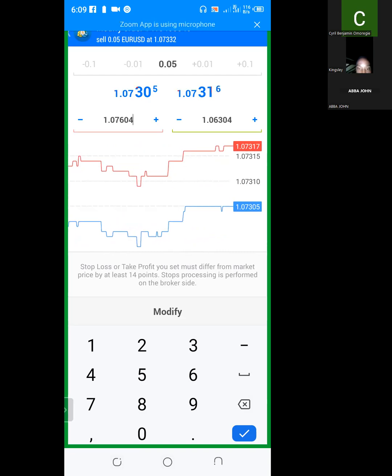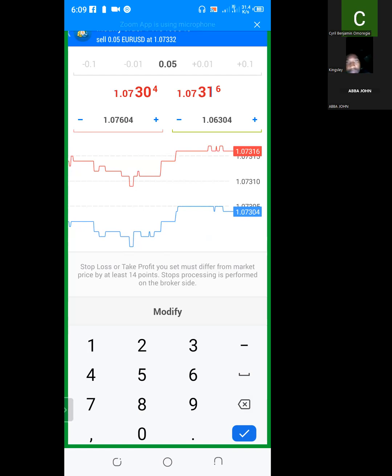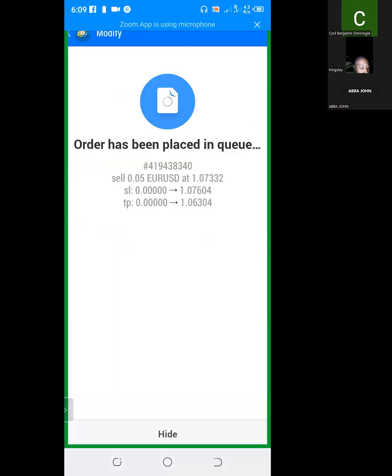So John, click on modify. John, have you clicked on modify? Mr. Kingsley, I'm waiting for your own. No, I've given you the figures already now. It's just to press that trade down, click on modify order, and then it will open. And you just use your hand and type it there. Let me know if anything is giving you issues with that trade modification.